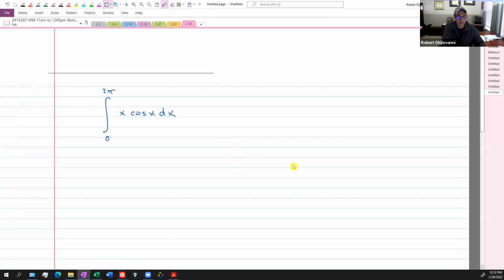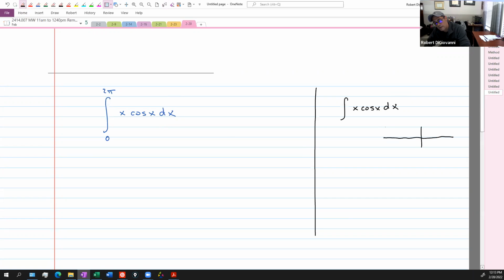Well, the first thing we need is the antiderivative, right? Unfortunately for us, this antiderivative is not simple. So I'm going to come over here and do this as an indefinite integral first. That way I can do any work I need to do, and then once I get this answer, I'll come back to this. And this here is integration by parts. I'm going to let u be x. I'm going to let dv be cosine x dx. Du is dx, and v is sine x.